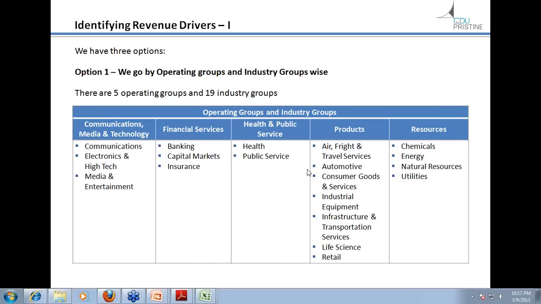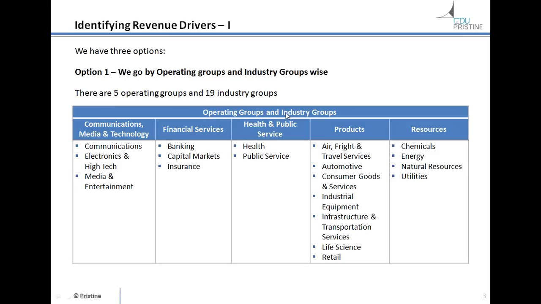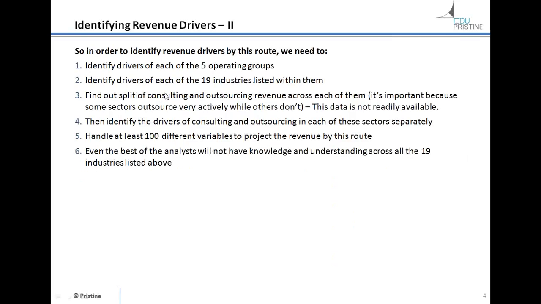Now, if you're trying to identify the revenue drivers by using this route, what are the difficulties that you are going to face? You need to be a person who has a good understanding of all the 5 operating groups. A good understanding of 5 operating groups will come only if you have a good understanding of all the 19 industries which are acting as a subset of those. So we are talking about a person who has a good understanding of 19 industries.